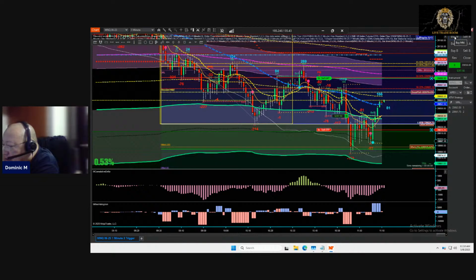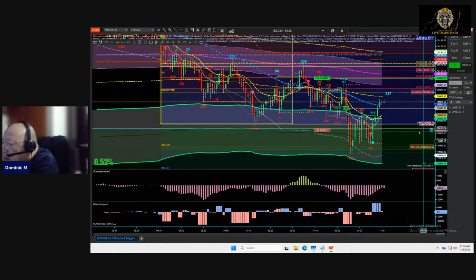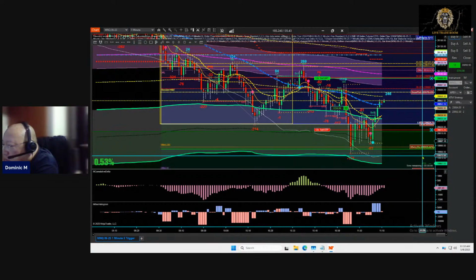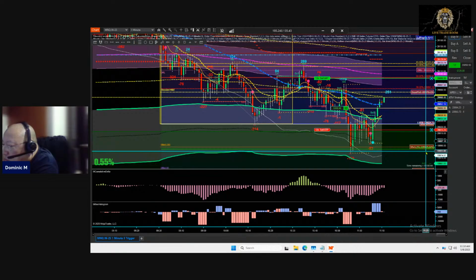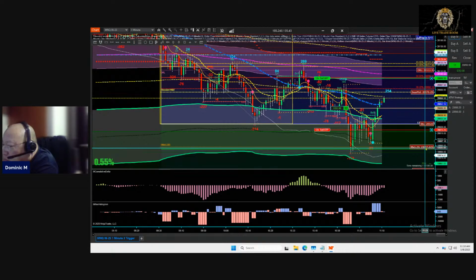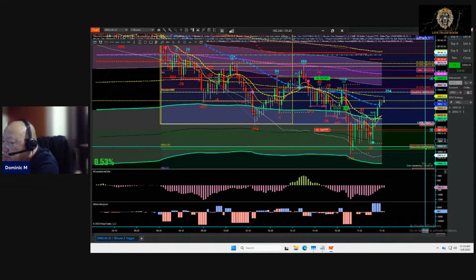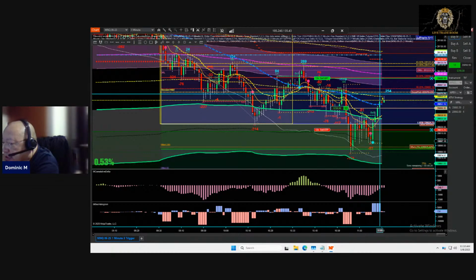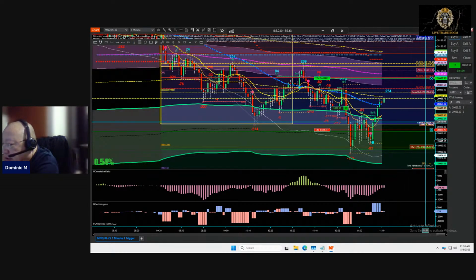Yeah, a little lower. Take this one. Order filled. You want to see this close above this 0.5 deviation. That's a strong resistance level.